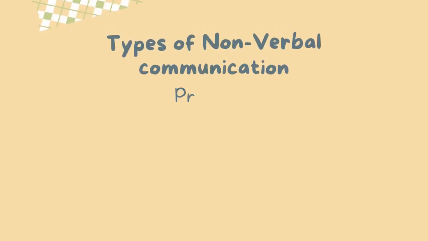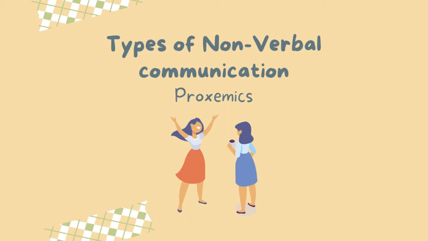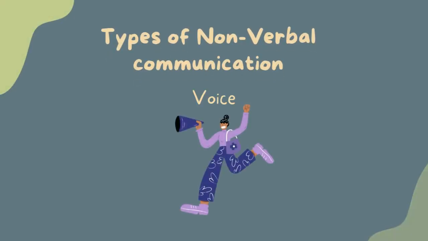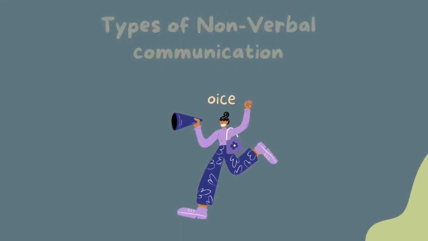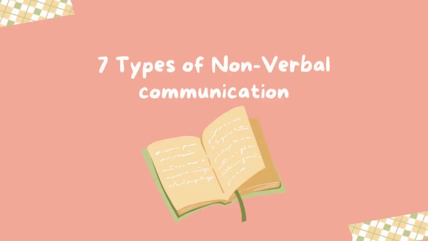Number 6. Proxemics. Proxemics refers to the amount of space that individuals naturally maintain between each other, which communicates meanings. Number 7. Voice. Voice is the way in which a message is spoken. Also, voice is as important as what is said. Those are the 7 different types of nonverbal communication.